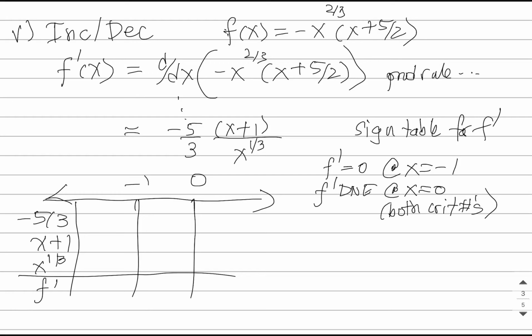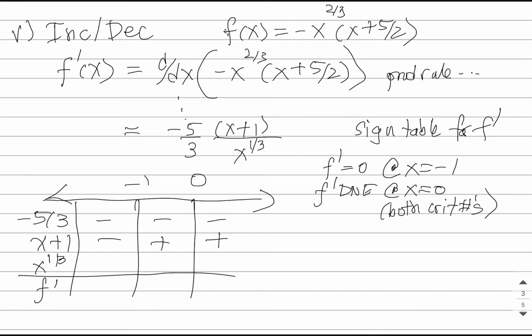Now, negative 5/3 is always negative. In each of these 3 regions, it will always be a negative number. X plus 1 is a linear factor. It changes its sign at x equals negative 1. So when you are a number less than negative 1, like negative 1 billion, this is a negative. But as soon as you cross and you go over and you're greater, this thing becomes a positive.